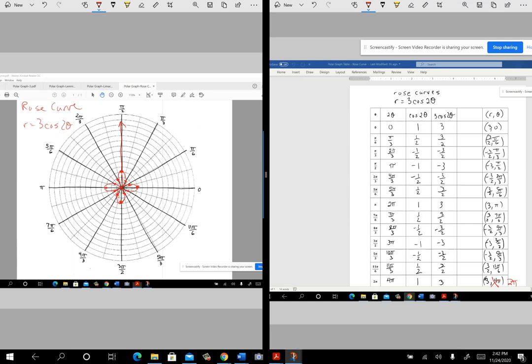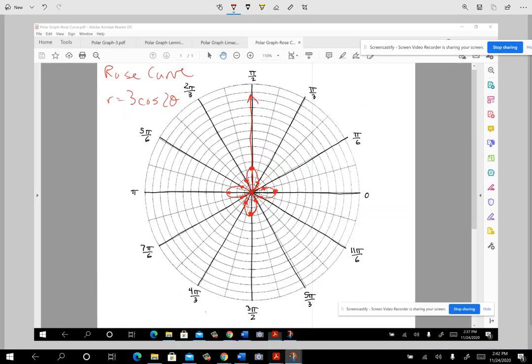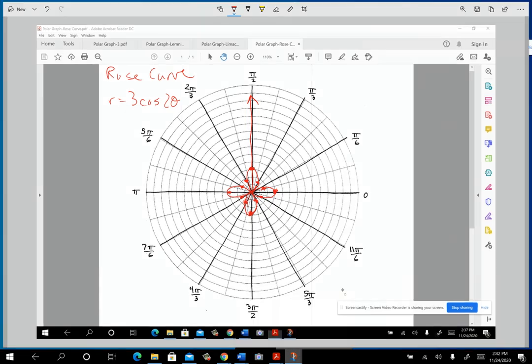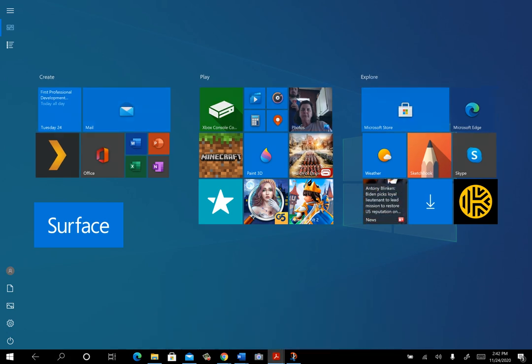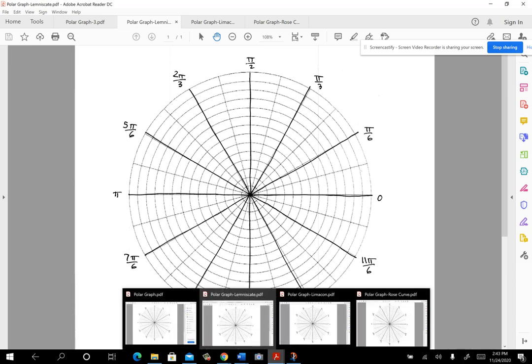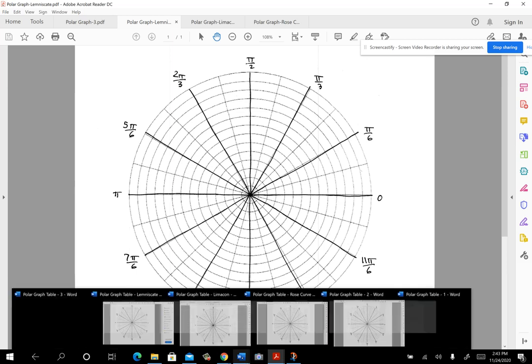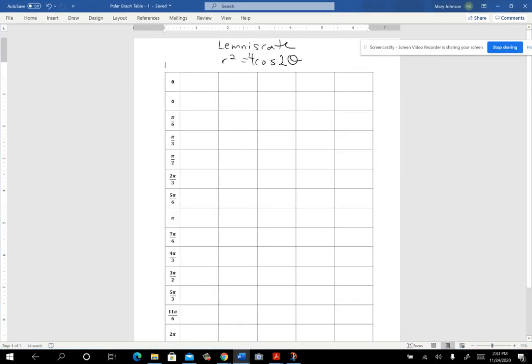All right, I wanted to show you one more. So let me go ahead and get rid of these guys because it has a hard time bringing up too much stuff at once. And let me go get the last one I'm going to do, which is a lemniscate. It sounds like a biological creature. All right, so let me snip that. Well, let me not do that yet. Let me pull up a table that I can fill in. Okay, here we go. So we're going to graph a lemniscate.